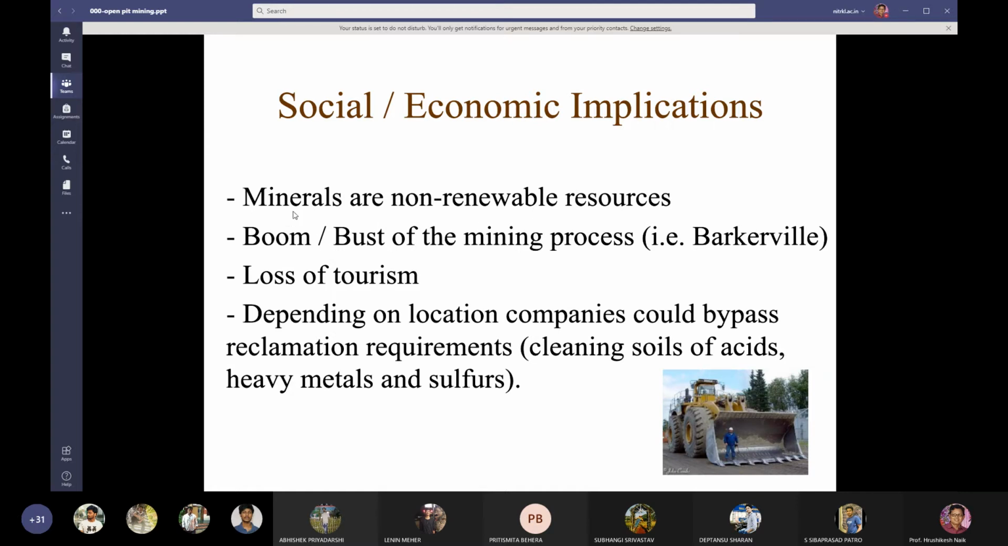So the social and economic implications of mining include that minerals are non-renewable resources. We have discussed earlier that minerals are exhaustive in nature. They are not infinite. Minerals are non-renewable. They cannot be renewed. The boom and bust of the mining process depends on the economic implication. Loss of tourism will be there if the land is used for mining activity. Depending on the location, companies could bypass reclamation requirements, such as cleaning soils of acids, heavy metals, and sulfur.